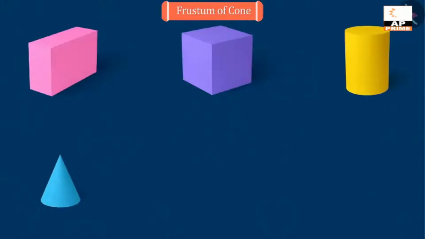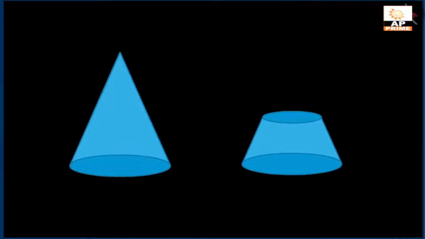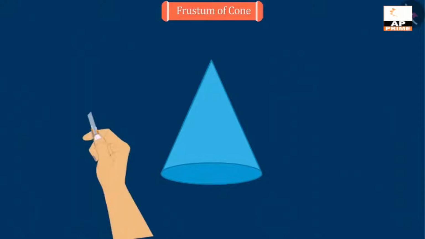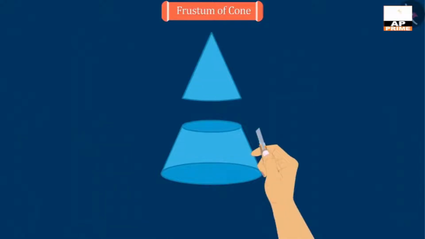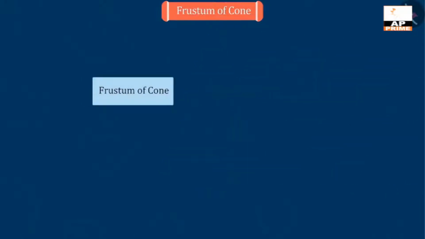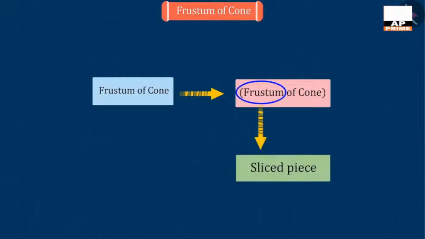Dear children, let's see a new shape of this solid family, which looks like a cone but is not a cone by shape. It's a part of a cone. We call it the frustum of a cone. If a cone is cut horizontally, it gives one frustum of a cone. When the pointed area of the cone is removed, the rest is called the frustum of the cone. Frustum is a Latin word which means sliced piece.